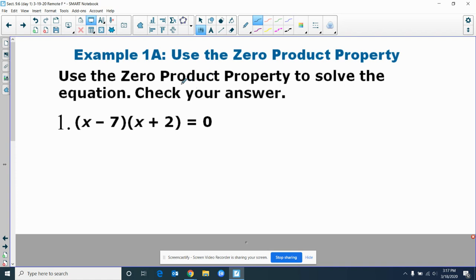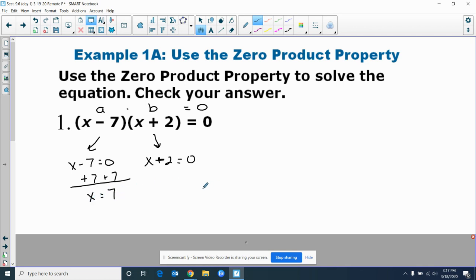So this is the case here. This is the first one. It says use the product property to solve the equation. Check your answer. Think about this as your A. This is your B. And they're multiplying to equal 0. One of them has to equal 0. So when we have this case, we take each part and set each part equal to 0. And we solve them separately. We're going to get more than one answer for here. So all I got to do is add 7, I get x equals 7.